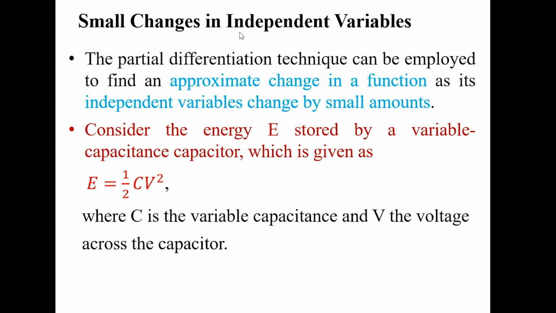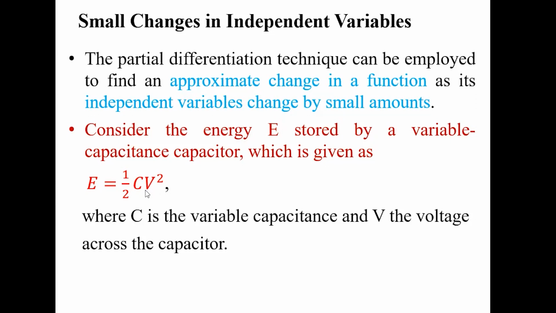Okay, when parameters or independent variables are changing in small ways, small changes, we can also find the resulting change of the function. For instance, look at this function A. It's an energy function in electrical engineering, half CV squared. In this case, C is changing, V is changing. What is the change in A? But now we are assuming that they are changing in small ways.